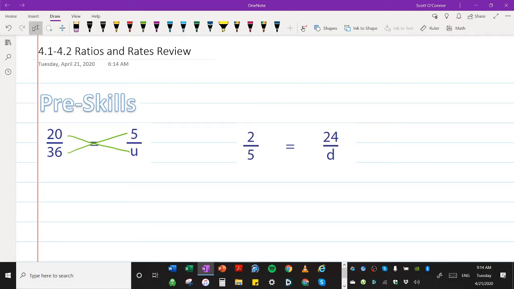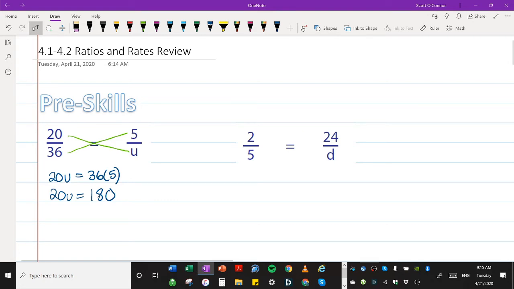So this means 20 is going to multiply by u, and that's going to be equal to 36 times 5. As a habit, I want us to always write the variable on the left-hand side, because that's where we want it to end up. So I would get 20u is equal to 36 times 5. Once I have this equation, I can simplify the right-hand side by doing 36 times 5, and I get 20u is equal to 180.